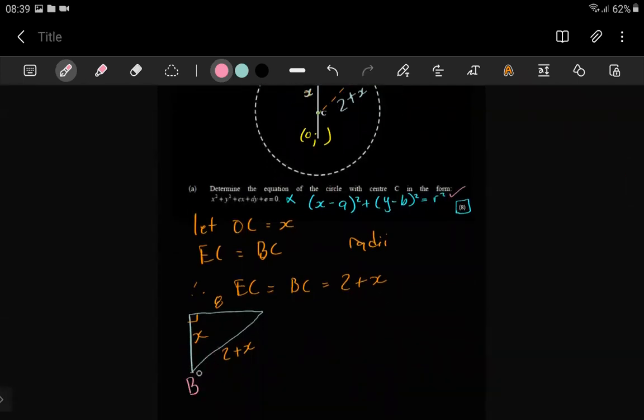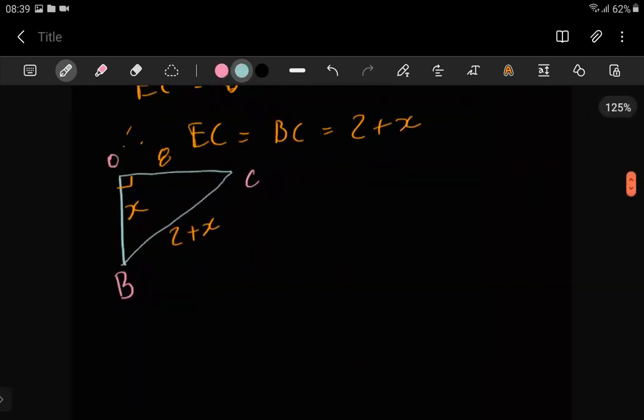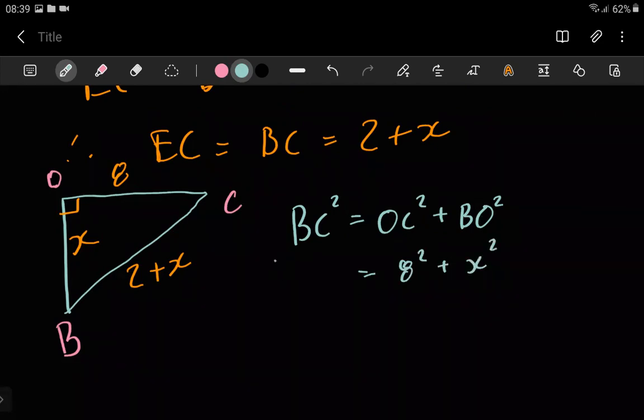So there's B here, there's C there, and there's O there. Now, what's useful to us is Pythagoras in this case, because according to Pythagoras theorem, BC squared is equal to OC squared plus BO squared. And then OC here is going to be 8, and you square it. BO is going to be x, and then you square it. BC is going to be 2 plus x, and then you square it.